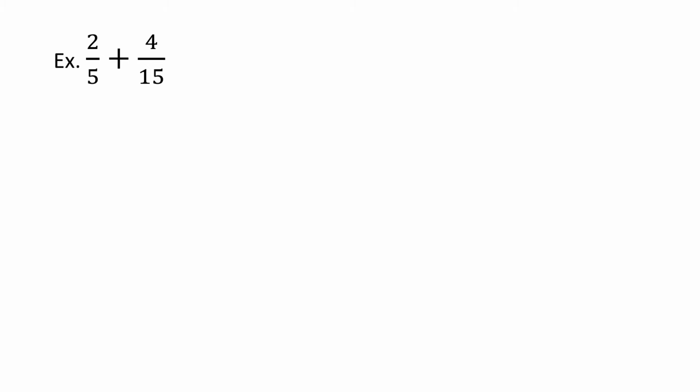Here we have 2 over 5 plus 4 over 15. Now, I know some of you will just add these two fractions together and do something crazy like this. This is the most common answer people give me: 6 over 20. And that's wrong. Why is it wrong?